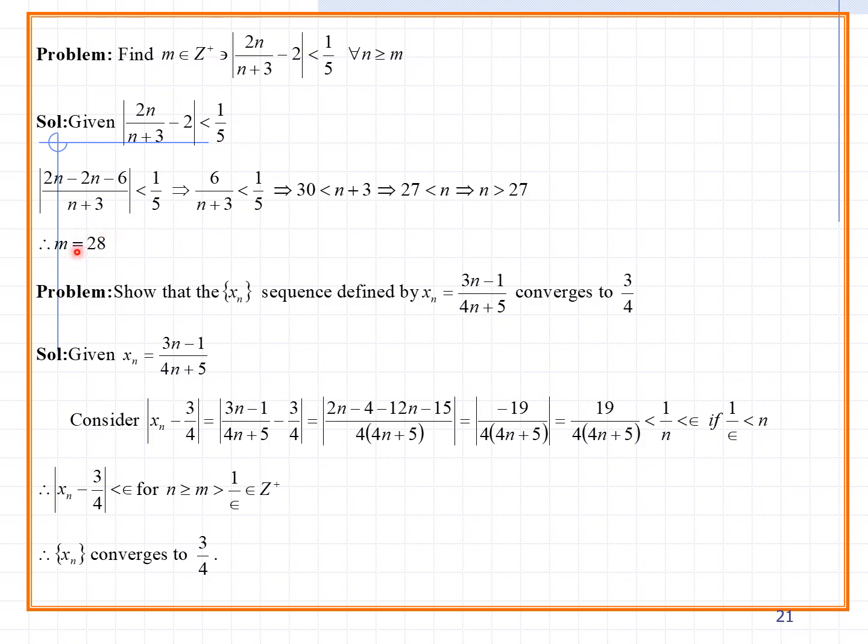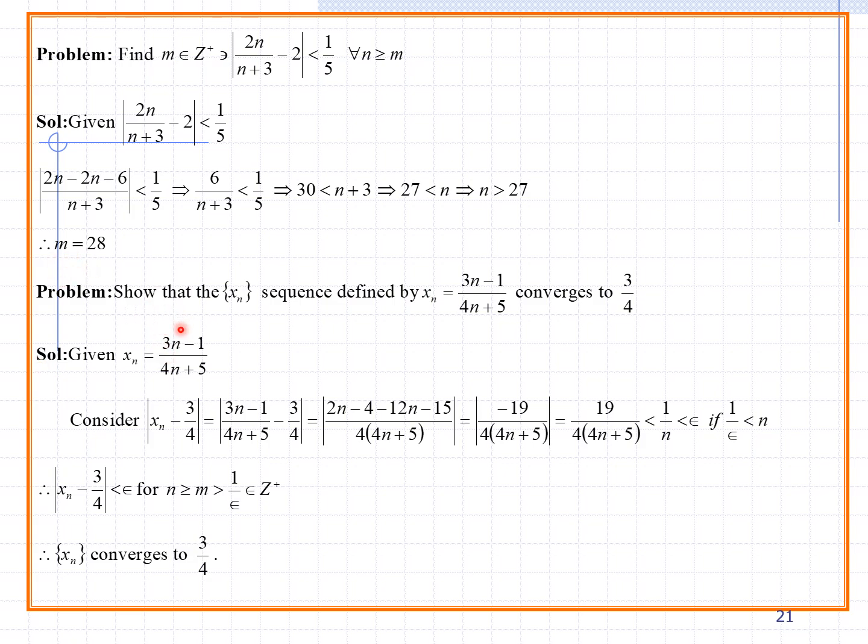The limit value is 28, and it means the existed value is 28. Once you substitute 28 in this sequence, you get 1 by 5 less than 1 by 5. It is simple. So any problem given like this, you can identify that m value. You can simply remember that. So m value means the existed value. In that sequence, which point exists? That point is called m. In this particular problem, the m value is 28.